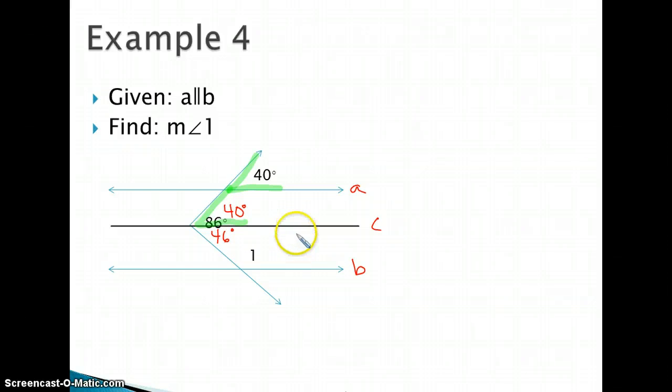Now in relation to line C and line B, angle 1 is same side interior. They're both between the lines and on the same side of the transversal, which means to find angle 1, I'm going to take 180 minus 46, and that's going to give me 134 degrees. And that's a crook problem. We call it a crook problem because there's a crook in the line. It bends. That's why.